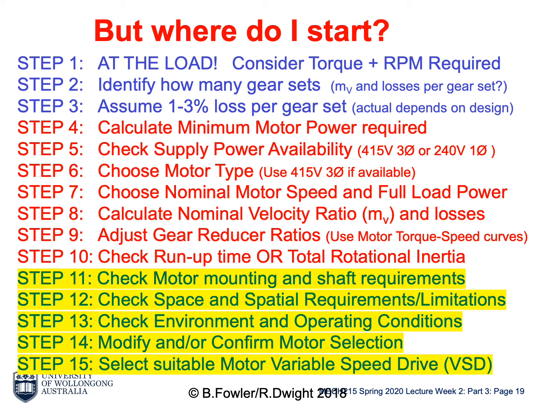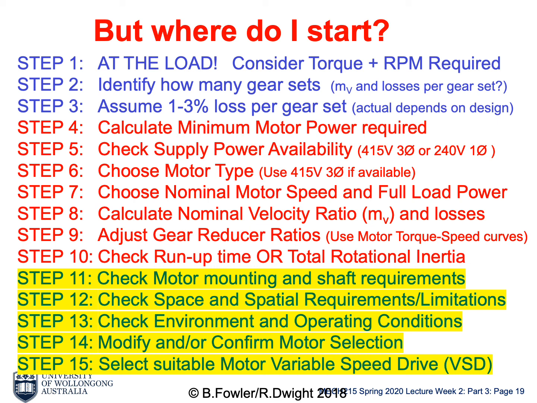Then you adjust the reducer ratio based on the actual motor speed, because motor speed is only available in certain values. You can't have continuous options. If your calculation shows the required motor speed is slightly faster or slower, you have to adjust the gearbox accordingly after that. Then the next step is to check the run-up time or starting time, or you check the total rotational inertia. You only need to do one of these two to make sure the motor can actually start.